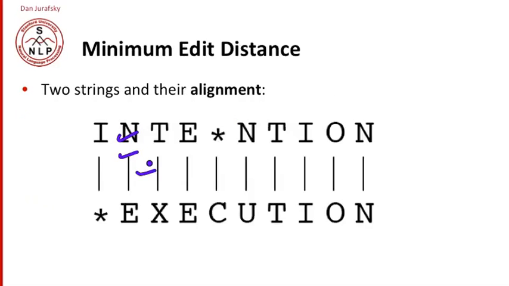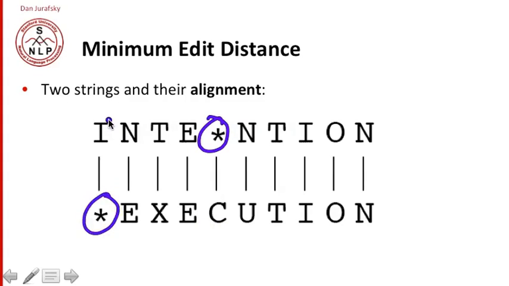So for example, we have the string intention and the string execution. Here's an alignment showing that many of the letters line up with some substitutions, and then there are some gaps where a gap here lines up with a letter C in execution, and a gap in execution lines up with the letter I in intention, and so on.